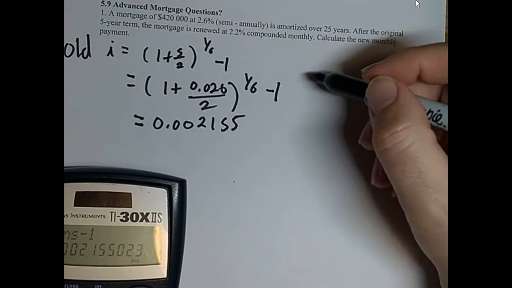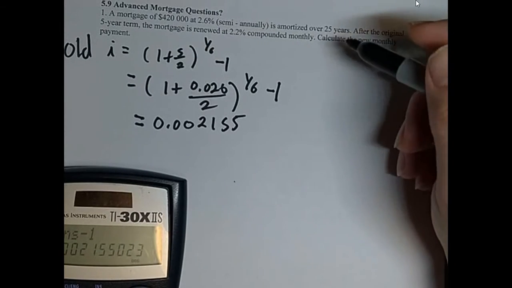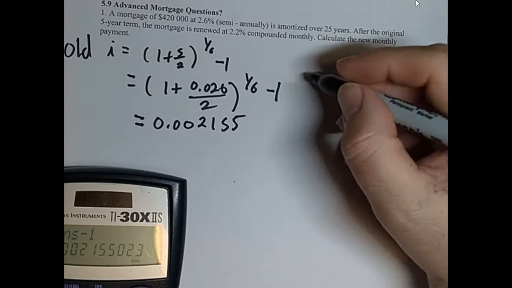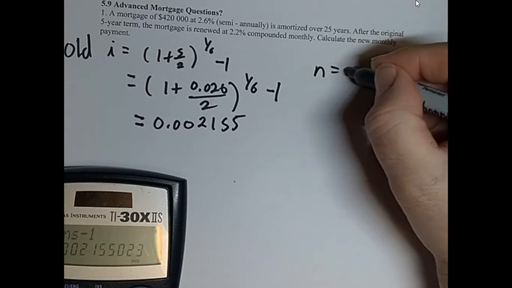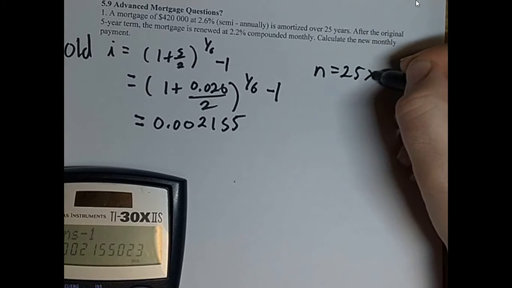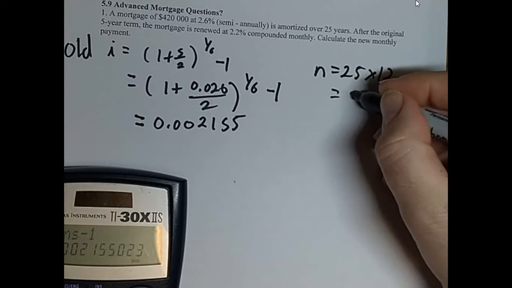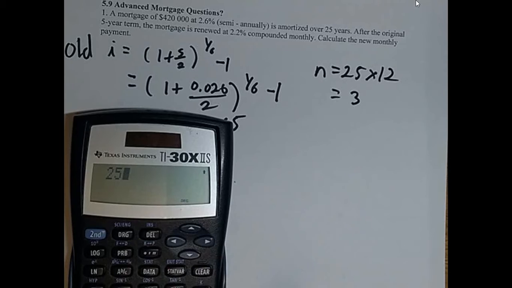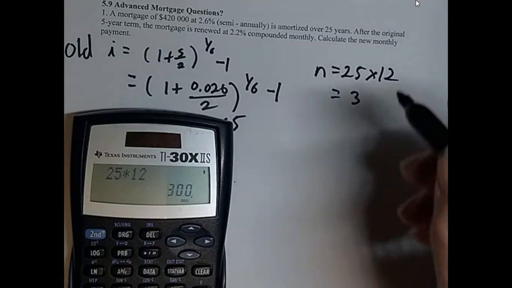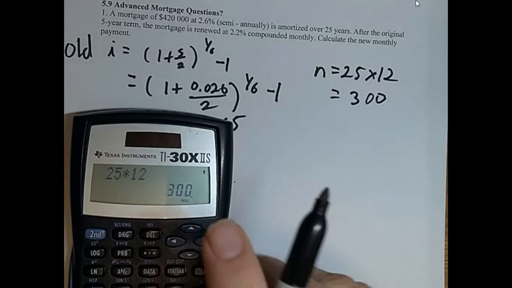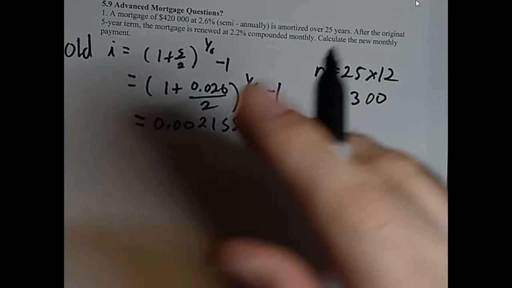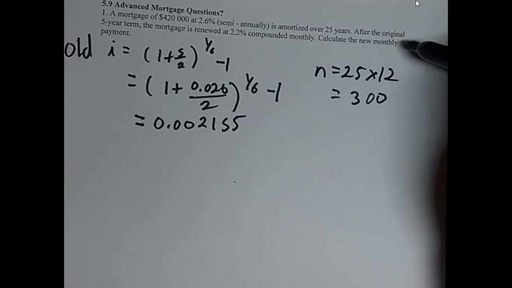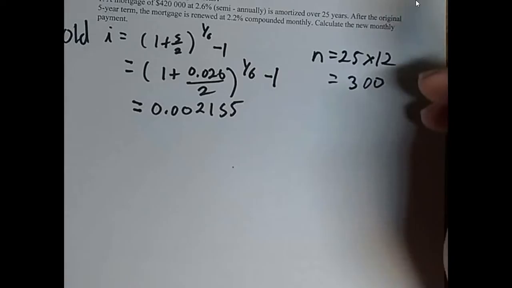Okay, that's step 1. Step 2, find n by multiplying years by 12. So n is 25 currently times 12. 25 times 12 is 300 payments. Right now we're going to make 300 payments. Okay, so calculate the monthly payment.